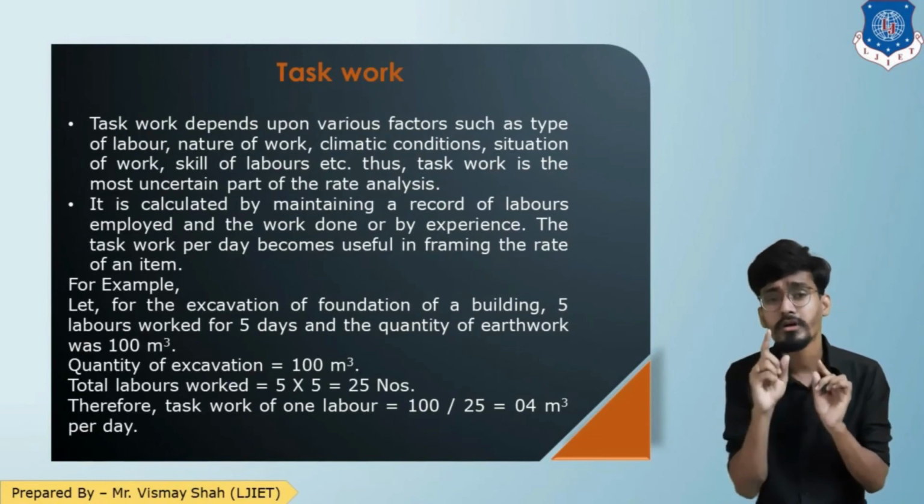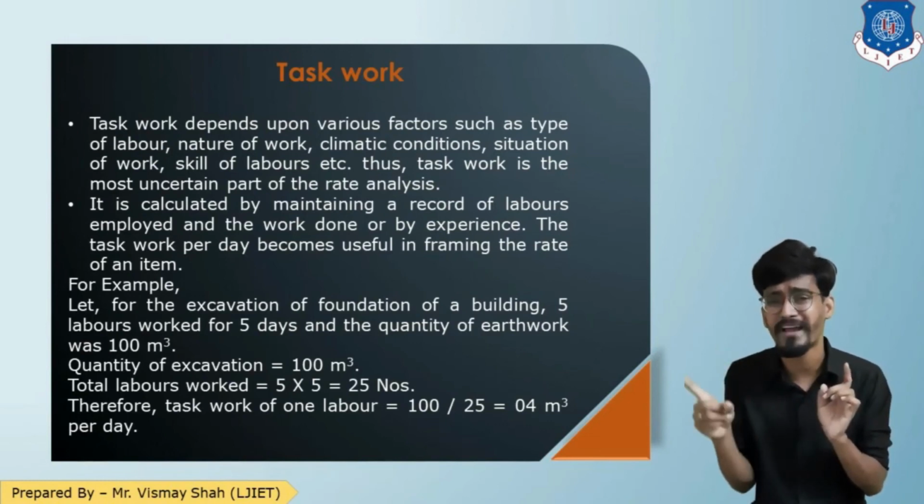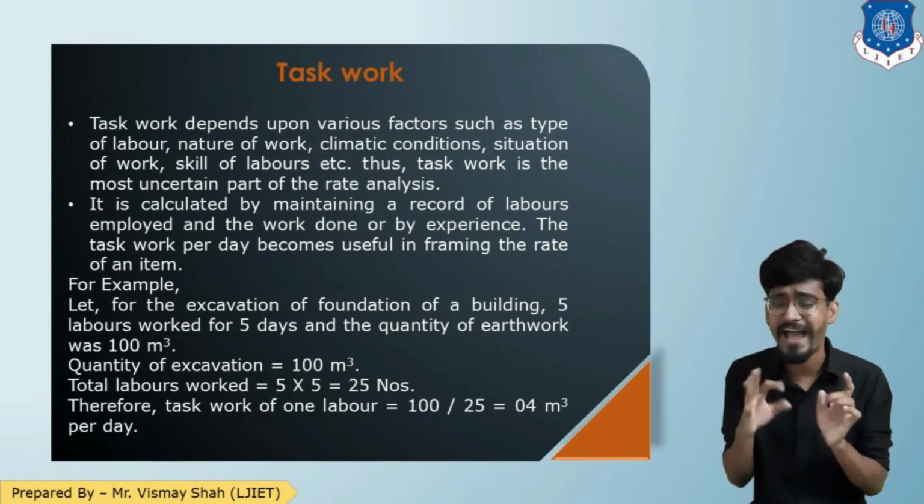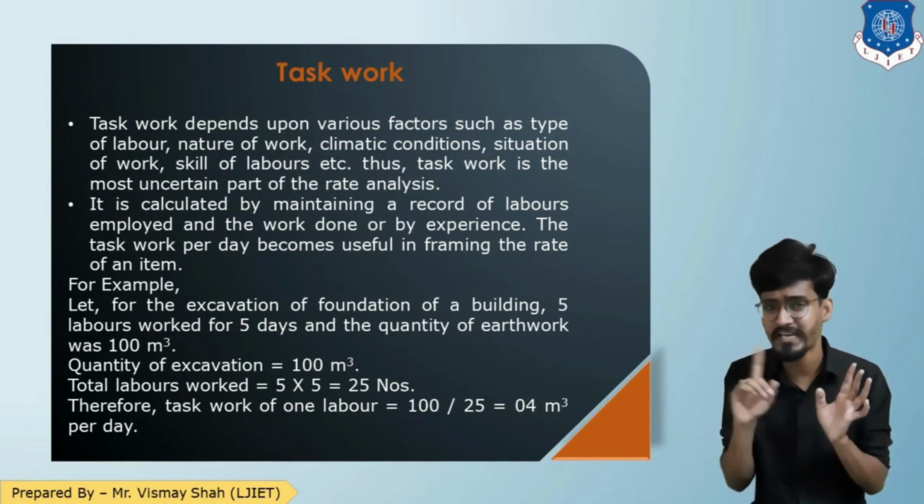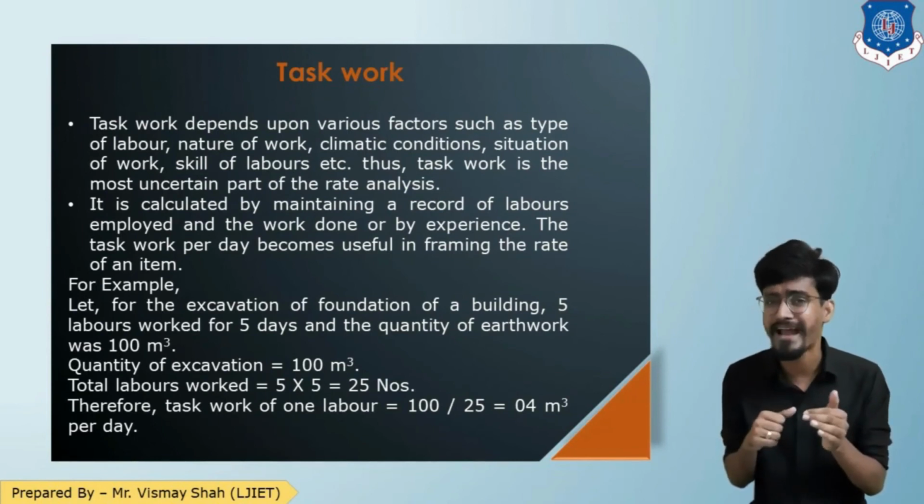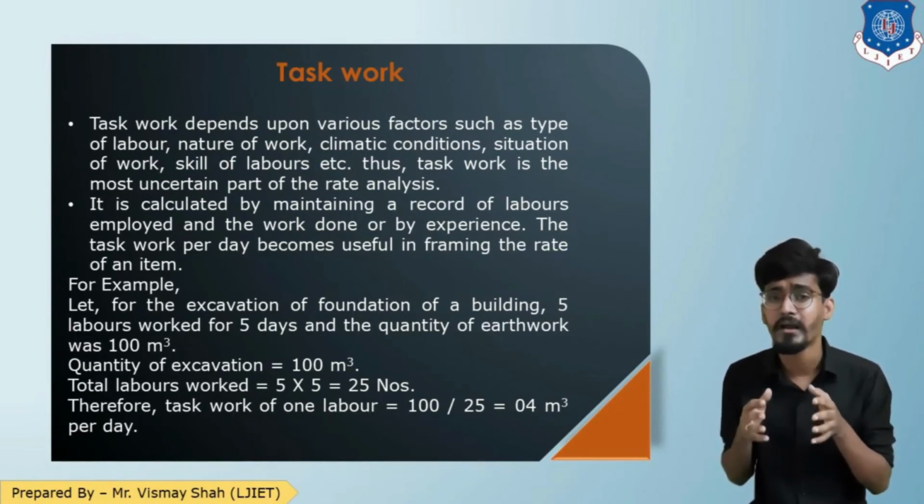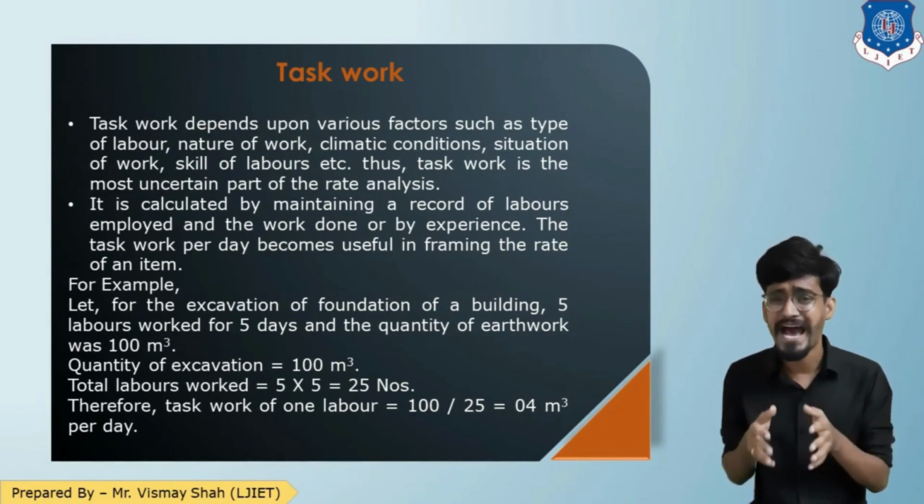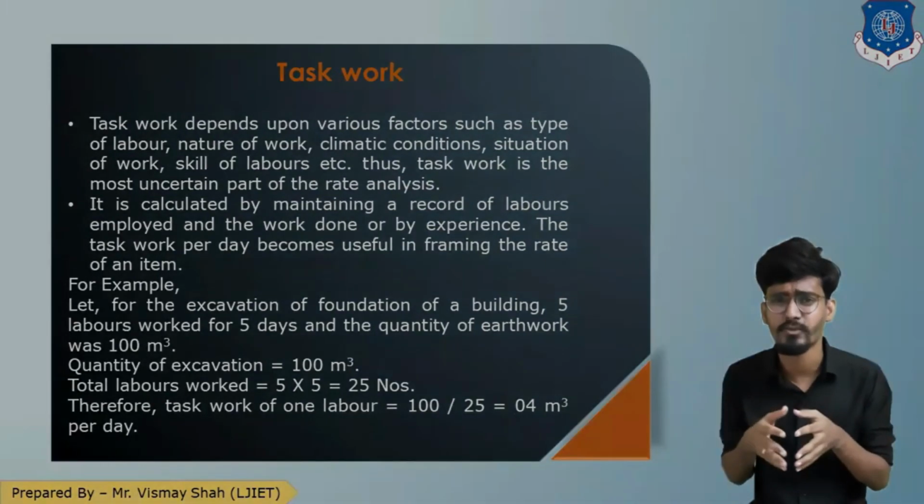So that means to complete the 100 cubic meter of excavation, a total of 25 laborers were there, 5 laborers for each day, and there were 5 days. So 5 into 5, 25. The total quantity executed by those 25 laborers was 100. So 100 by 25, that is 4 cubic meter per day per labor. I hope we are clear about what task work is and how it is calculated. Now let us see the factors affecting task work.